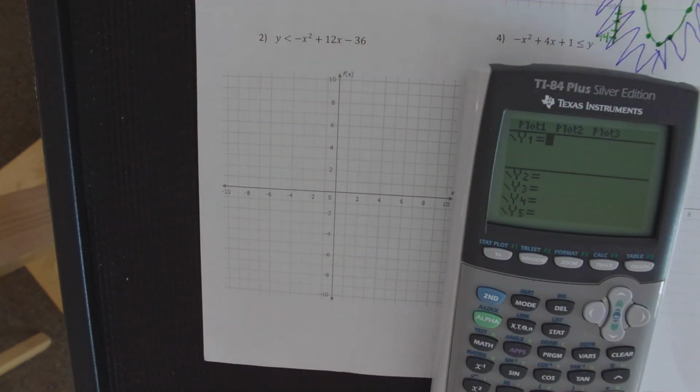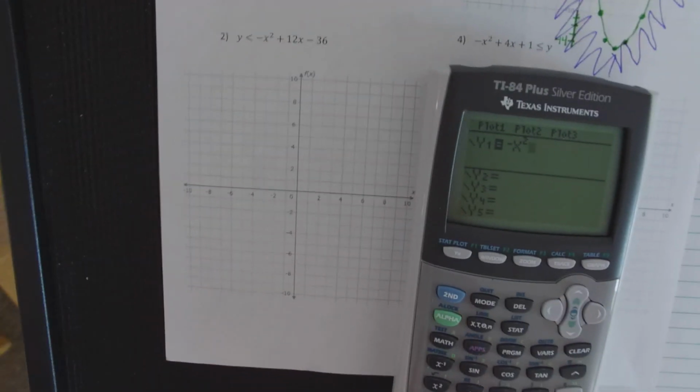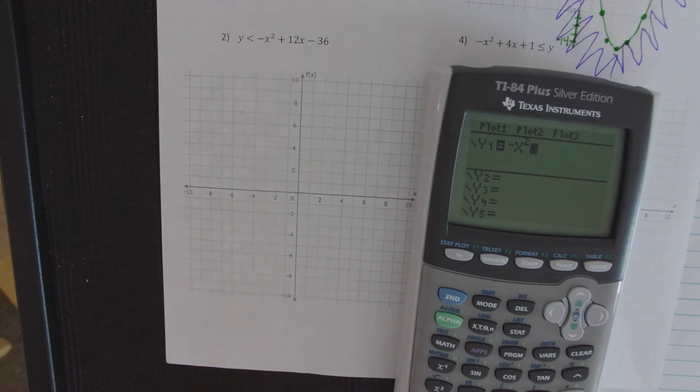Clear out, go ahead and put in your equation. If you want to watch, I'm simply just going to say negative x squared plus 12x minus 36. And graph. Okay, quick review. Why is this upside down? The negative. Yeah.